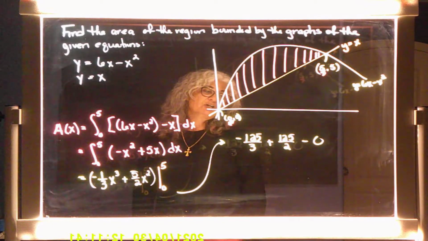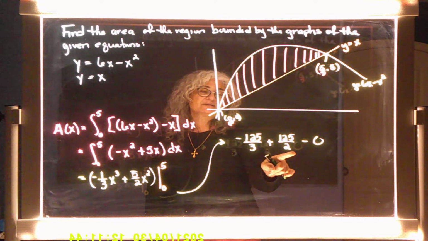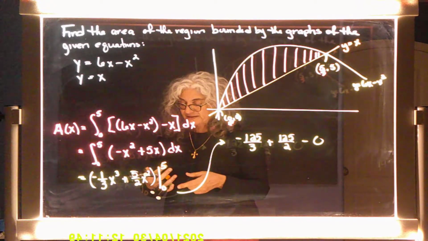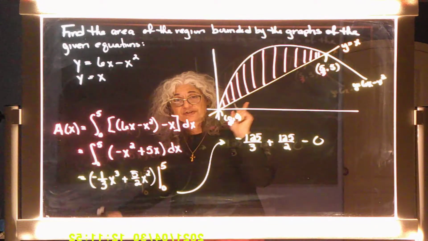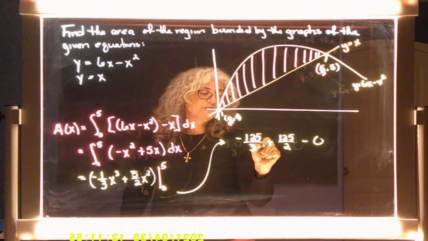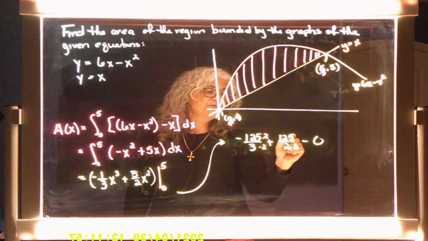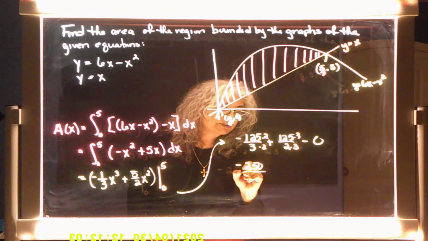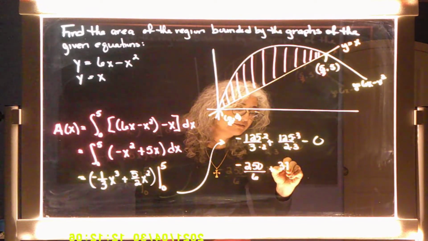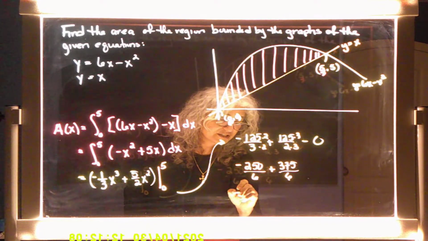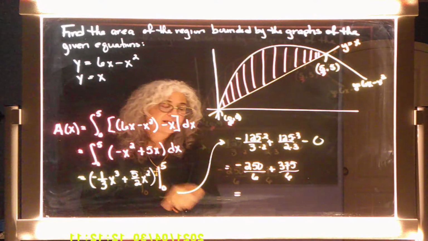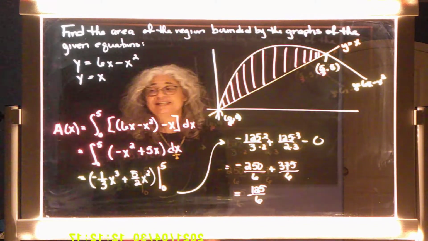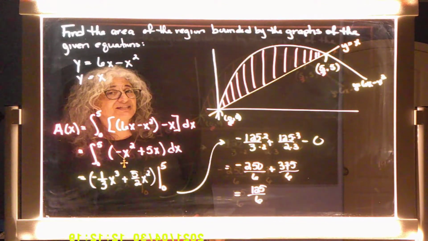Agreed? Okay. Two fractions, denominators are not the same. Need to make them the same. What are you going to do? Yes, you are going to get a common denominator of 6. So the first fraction, top and bottom by 2. Second fraction, top and bottom by 3. Looks like negative 250 over 6 plus 375 over 6, which gives us positive 125 over 6. By the way, if I have a negative area, something's wrong, don't you think?